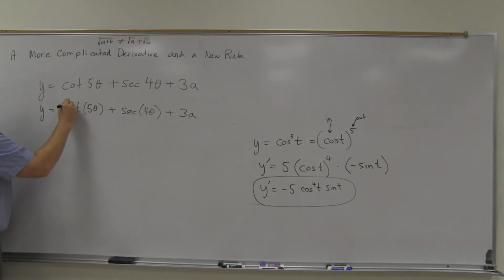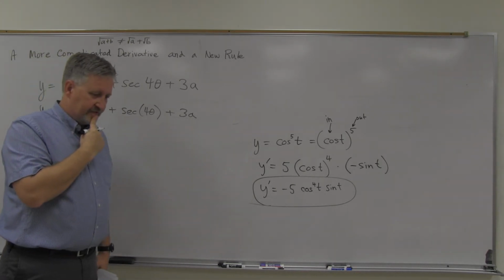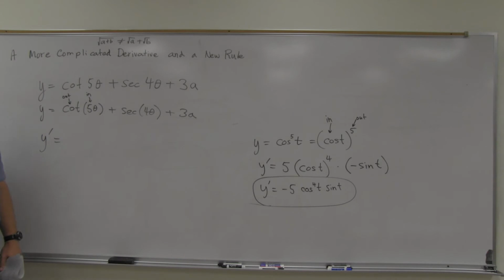So here I've got cotangent. That would be considered the outside because the 5 theta is on the inside. So the derivative of it. We have to remember derivatives of our trig functions. Cotangent, anybody remember? Tangent is secant squared. Cotangent is negative cosecant squared. So the derivative of cotangent is negative cosecant squared. And then the inside stays the same, so it'll be negative cosecant squared 5 theta.